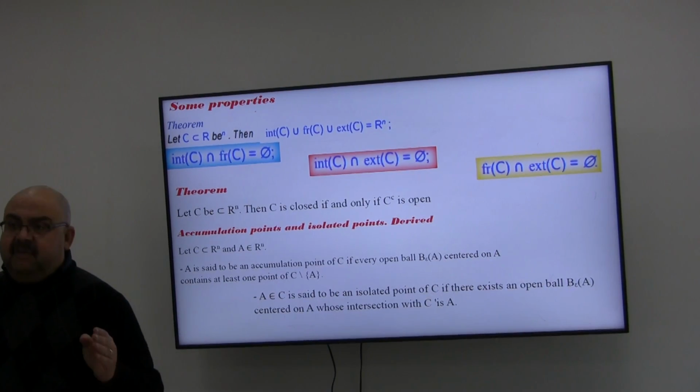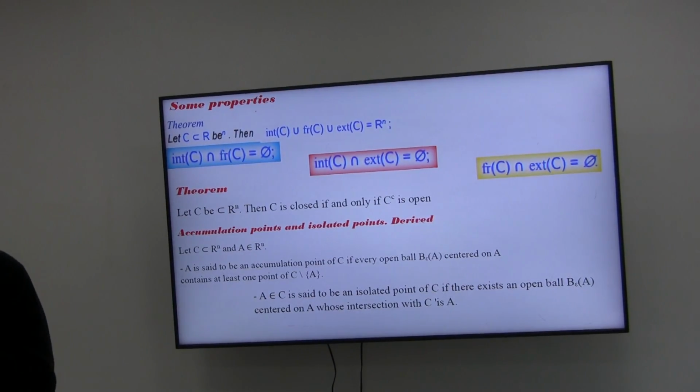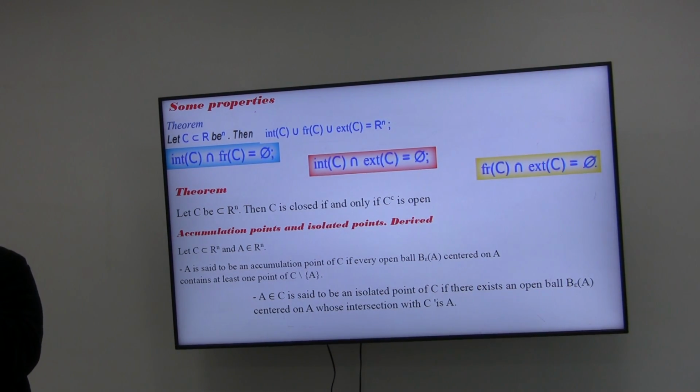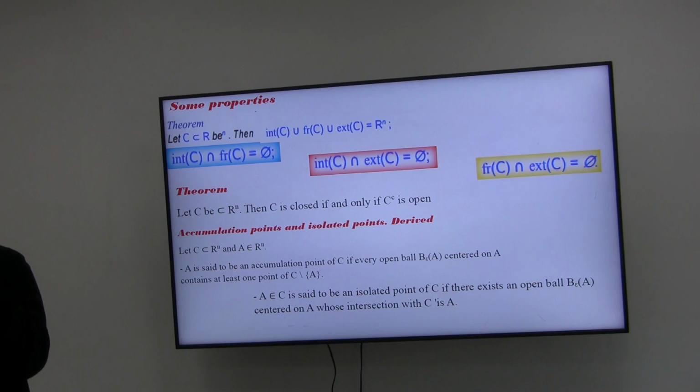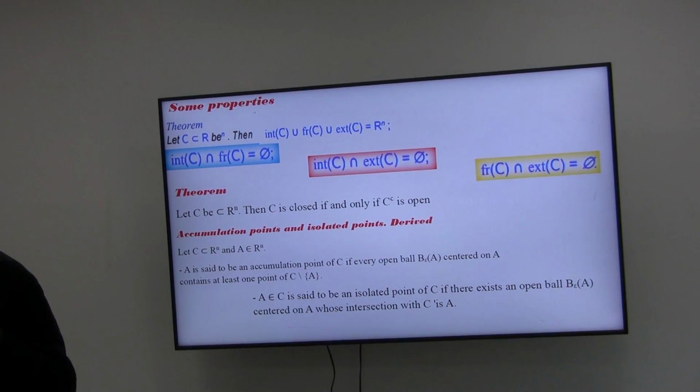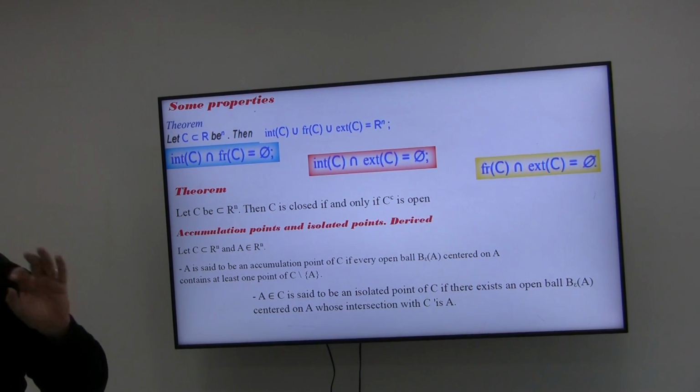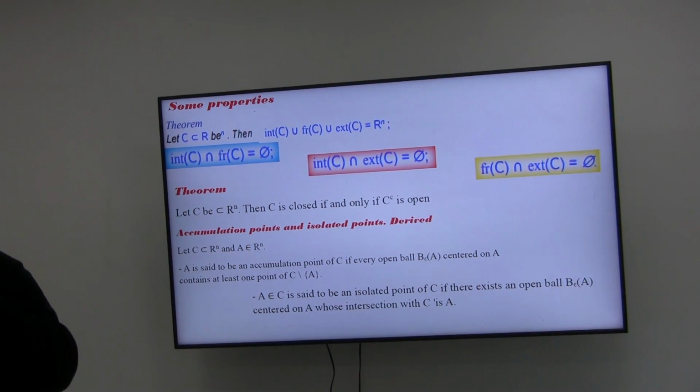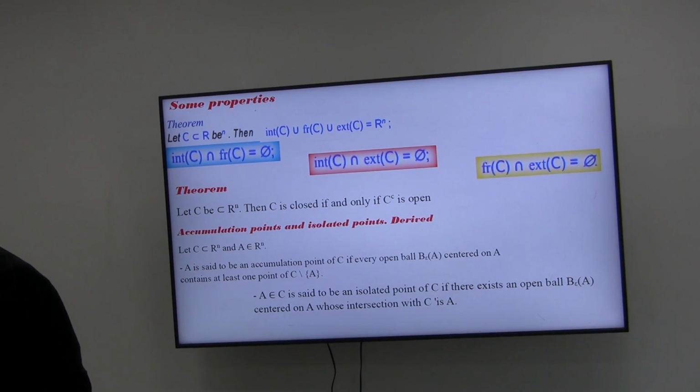Therefore, if I have a point within an interval, say from 0 to 1, a half is an accumulation point. Because around the half you can draw a circle with R greater than 0, right? And you will find values within this radius. If you take 0.5, you can find 0.5213, 0.499995, which are very close values to 0.5. So 0.5 is an accumulation point.